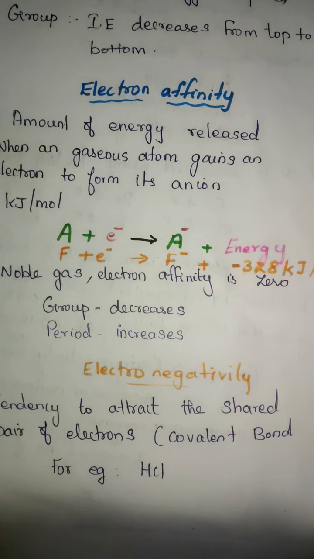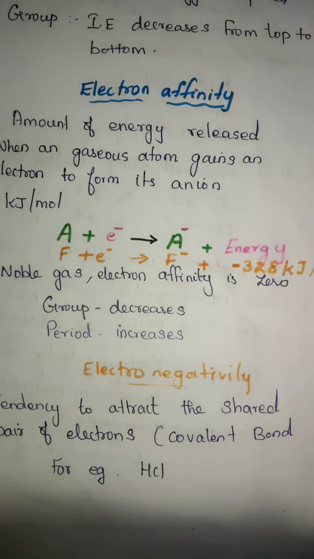For noble gases, the electron affinity is 0. Why? Because they never take part in chemical reactions. They are non-reactive and can never attract any electron towards themselves, isn't it? So always the electron affinity for noble gas is 0. A very important one-word question. If you see the table, group wise, electron affinity goes on decreasing, and from left to right it goes on increasing. Have you understood about electron affinity?